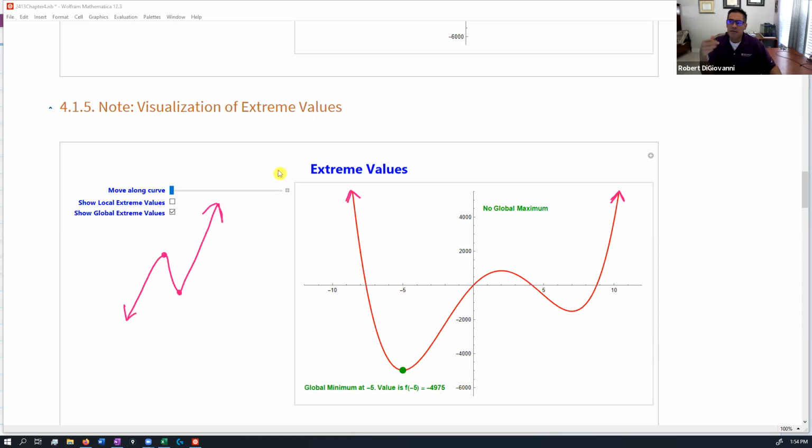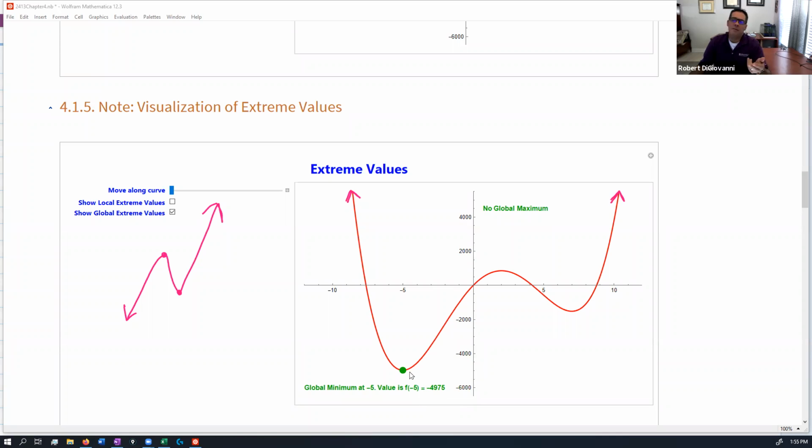So to say that a function has a global maximum means that there's some number that is the highest point, or that the graph never goes past, right? That it achieves this number. It actually reaches that number. Like when you look at this number right here, this global minimum, -4,975, we are saying that this function takes on that value. This function will reach -4,975, but it won't go any lower than that.